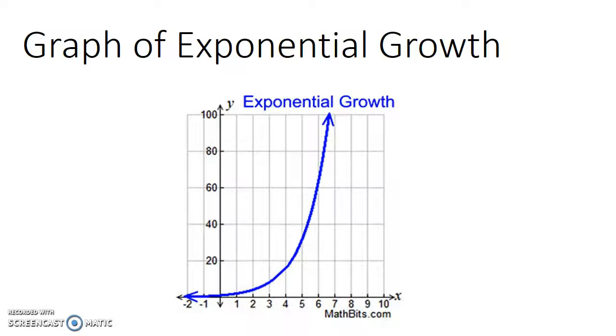This is the graph of exponential growth. You can just see as you walk to the right on this graph, you can think about your money going up and up and up, so you're going to have a lot of money to spend in your retirement.